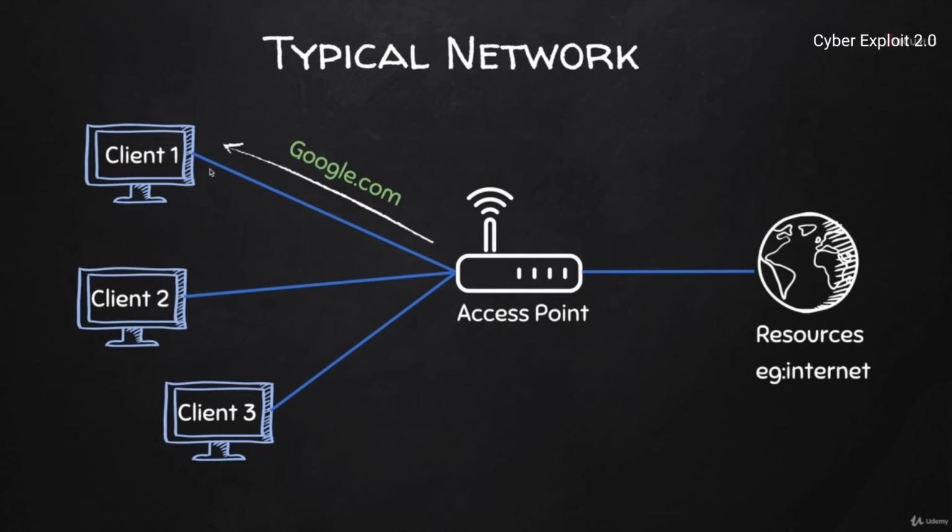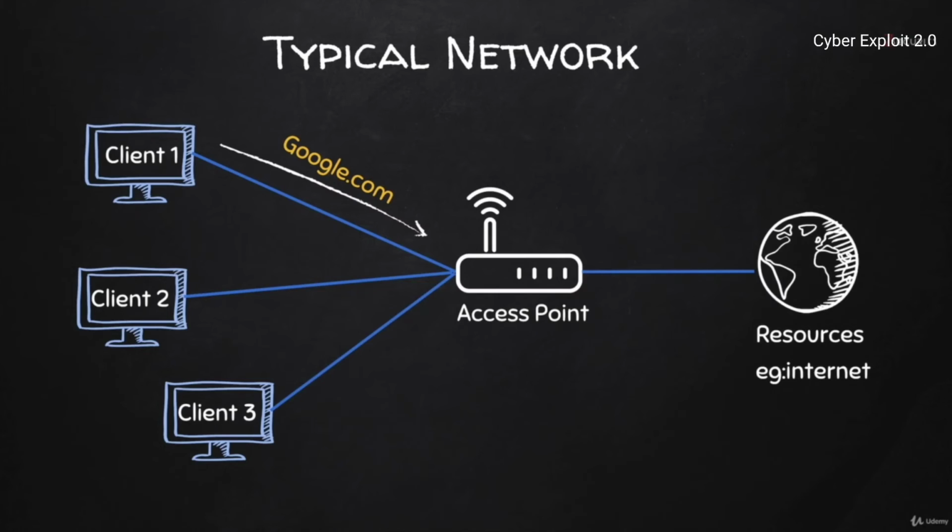Now the data is transferred between the clients and the access point as packets. So you can think of all of these arrows as a series of packets being transmitted between the client and the router as requests and responses. Now in Wi-Fi networks, these packets are transmitted in the air.